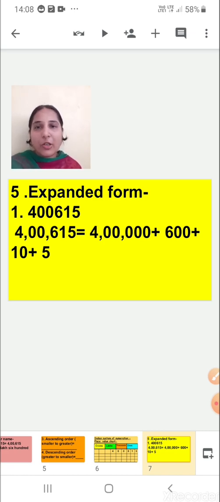All of you will do this on A4 size paper, or you can use any full-scape paper, and you have to submit it when school reopens.